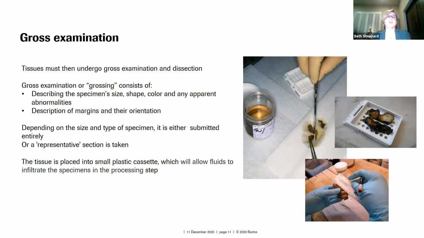So tissue must undergo a gross examination and dissection, and grossing consists of describing the specimen size, shape, color, and any kind of abnormalities. This is then placed into a small plastic cassette, and it allows fluids to infiltrate the specimen in the processing step in the tissue processor.